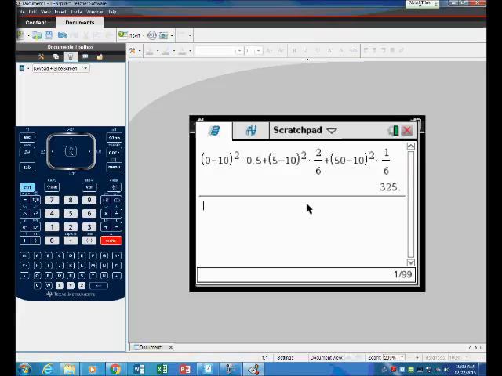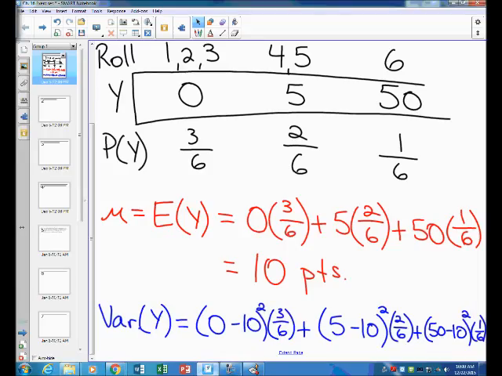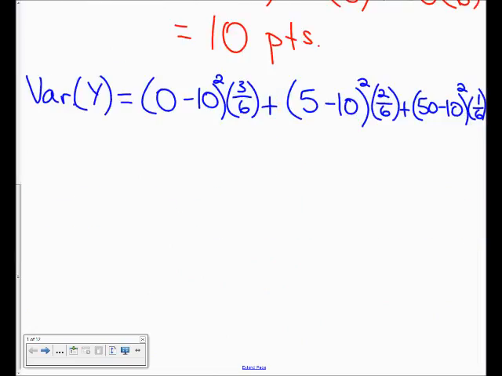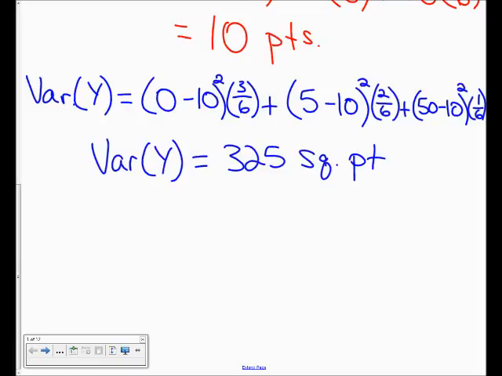And again, this is not the standard deviation, right? We had to square everything so we didn't have to worry about the positives and negatives making 0. Since we squared everything, this is the variance. So this is actually 325 squared points for our variance. I don't want squared points, right? We want just points.